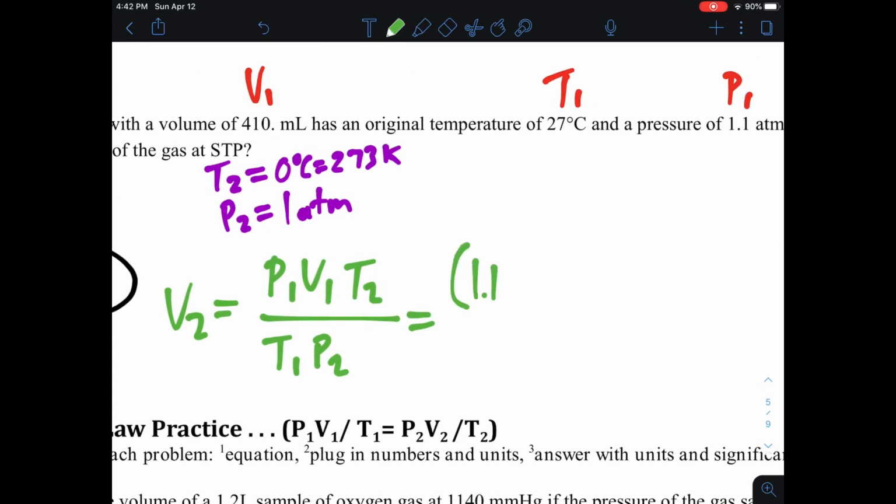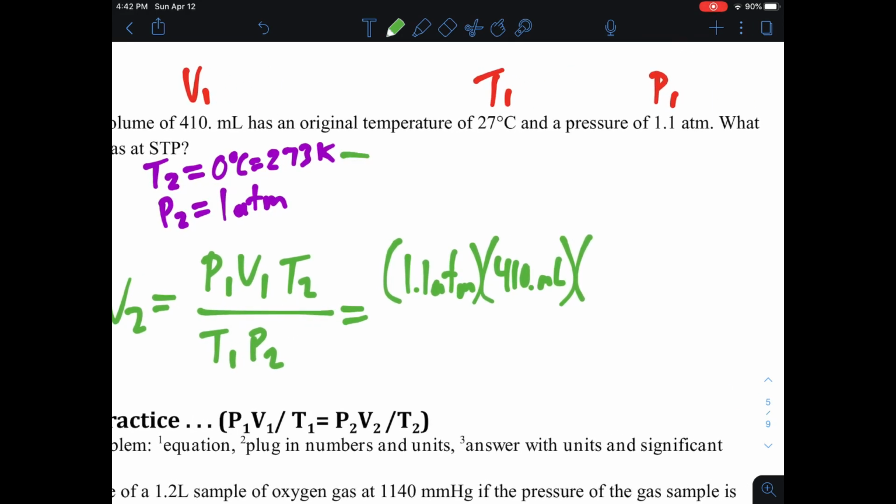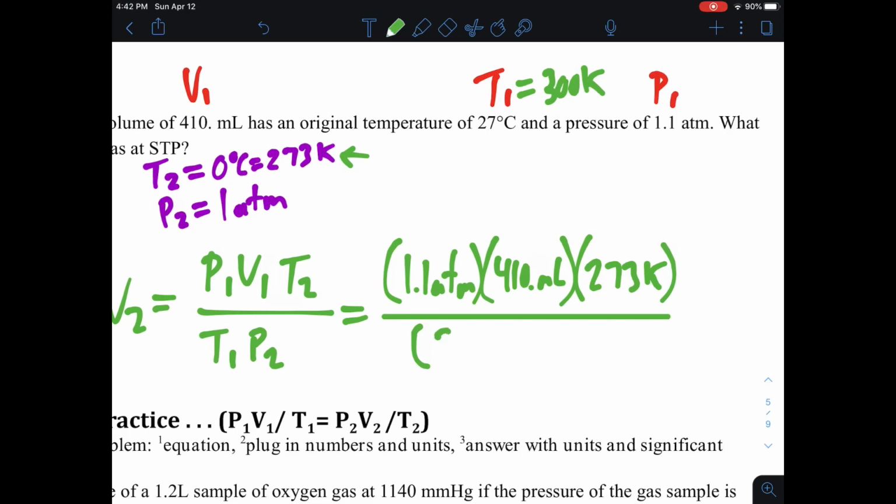Pressure 1 is 1.1 atmosphere. Volume 1 is 410 milliliters. Temperature 2 is this one here, 273 Kelvin. Now let's divide by temperature 1. Oh, and that is in Celsius. Got to catch ourselves on those ones. If we add 273 to that, that equals 300 Kelvin. And our second pressure is 1 atmosphere.